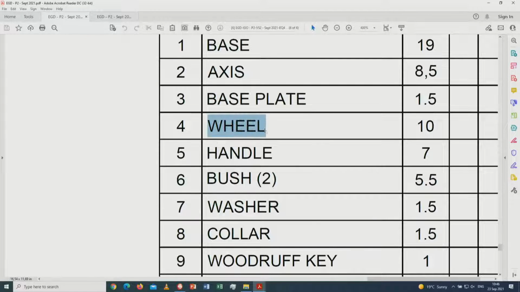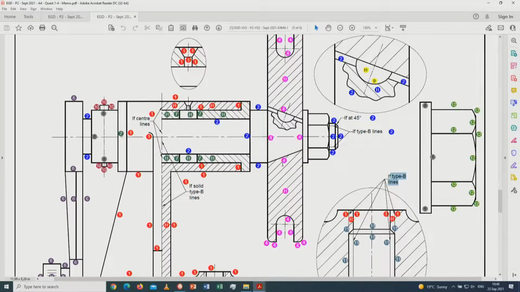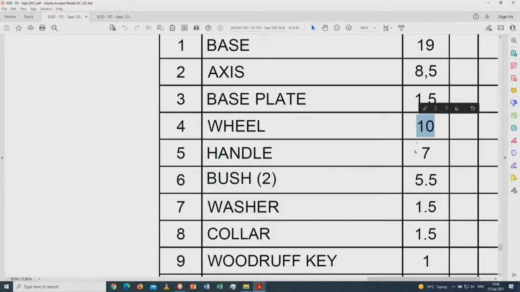The wheel itself is 10 marks. So if I go to the wheel, this is the wheel over here. It's 1, 2, 3, 4, 5, 6, 7. Hatching is 8, 9 for the upper line, 10 for this line. Can you see it's in a different position than the bottom over here? 11, 12 for the line top to bottom. 13, 14, 15, 16, 17, 18, 19, 20. That gives you 10 marks in total for the wheel itself.